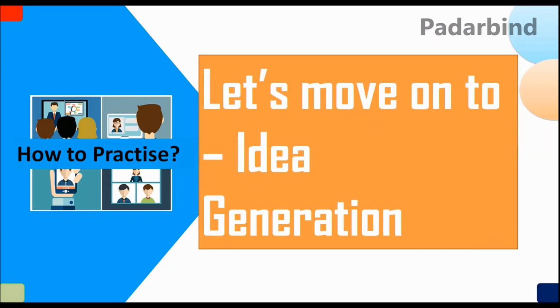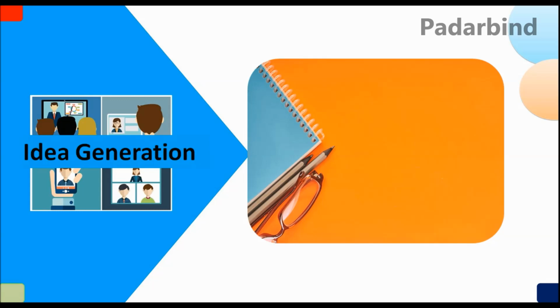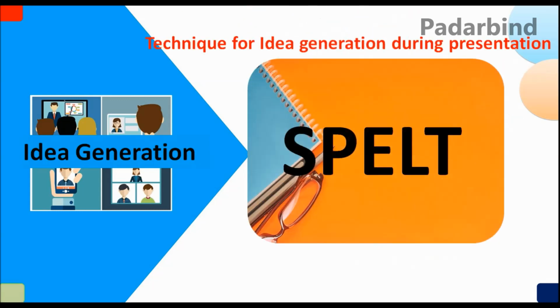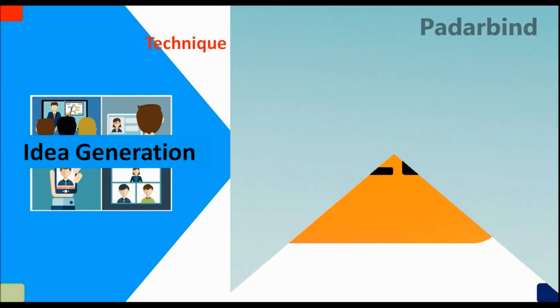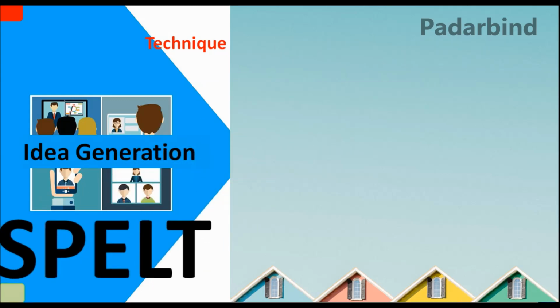So here let's focus on another slide. Let's move on to idea generation. This is a very good point, how we can generate ideas. Yes, if I don't have the content knowledge, or if I have a list of content knowledge but would like to represent most of the techniques and ideas, I need to have techniques. Here I recommend all of you to go by a beautiful technique for idea generation during presentation. This technique is very successful, and I want all of you to focus on it. It is known as SPELT. SPELT is the simplest way to improve your knowledge, and you can really have a very good idea about it.